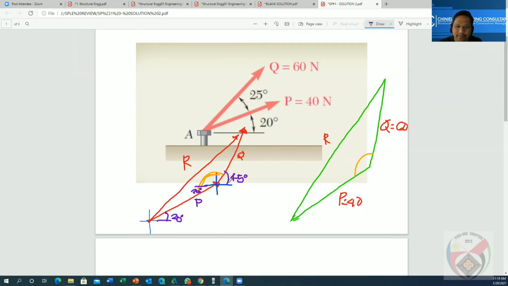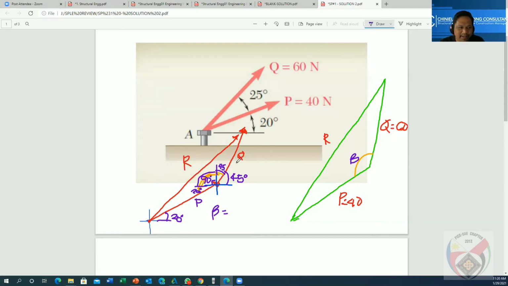Okay, tama. So if this is 45, this is also 45. Tama, di ba? Since this is orthogonal, so 90 degrees ito. So yung angle, say for example, we will call it beta. Beta equals 45 plus 90 plus 20.